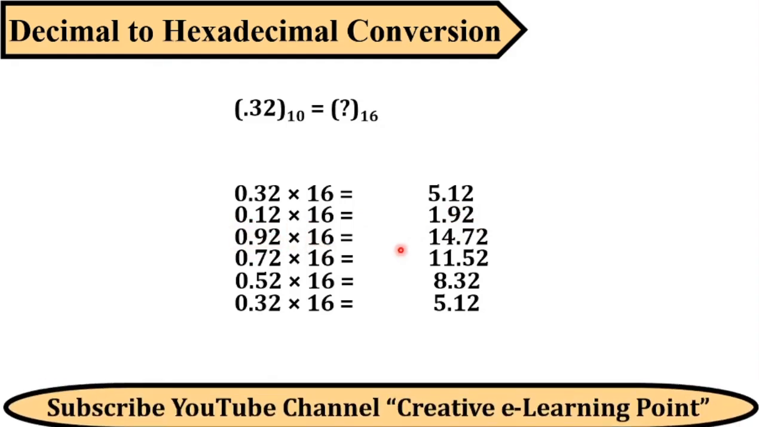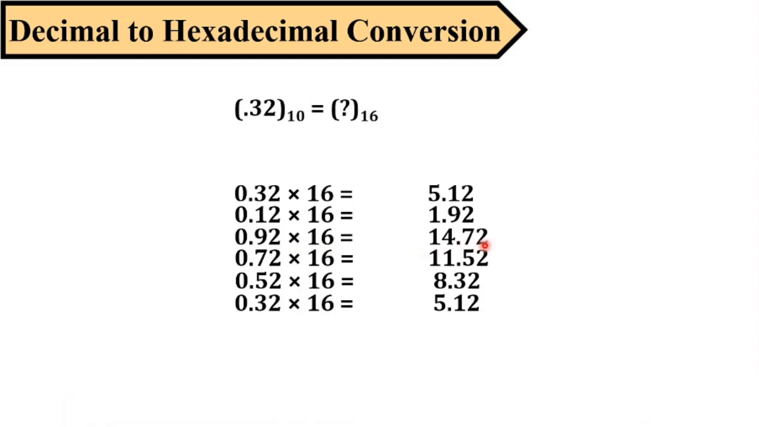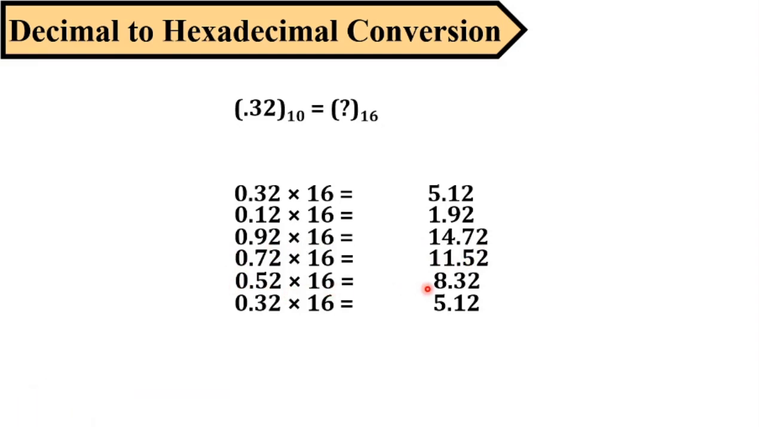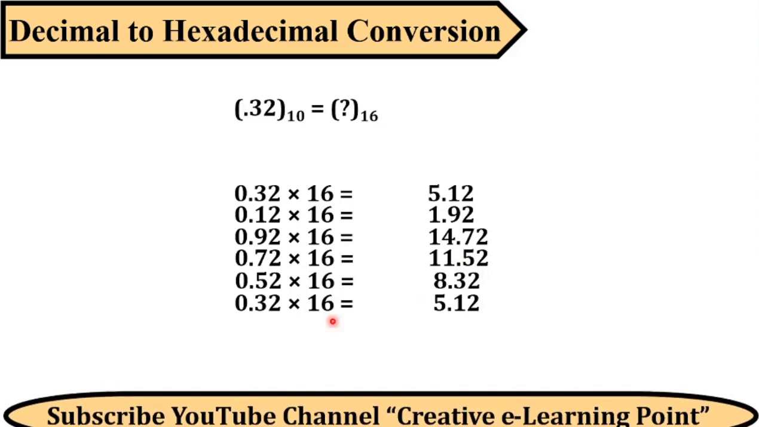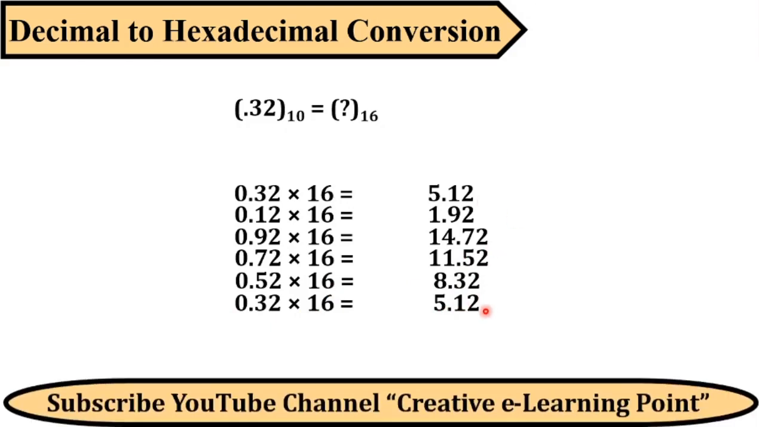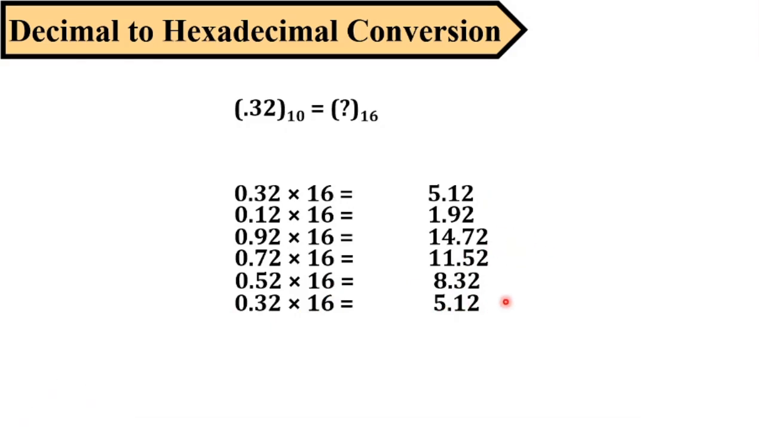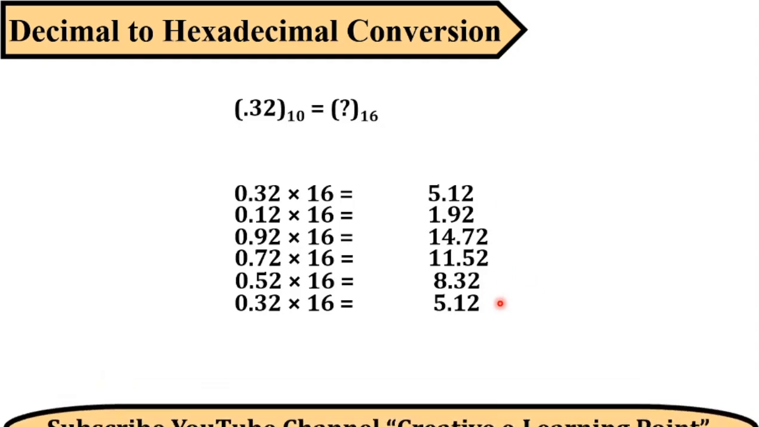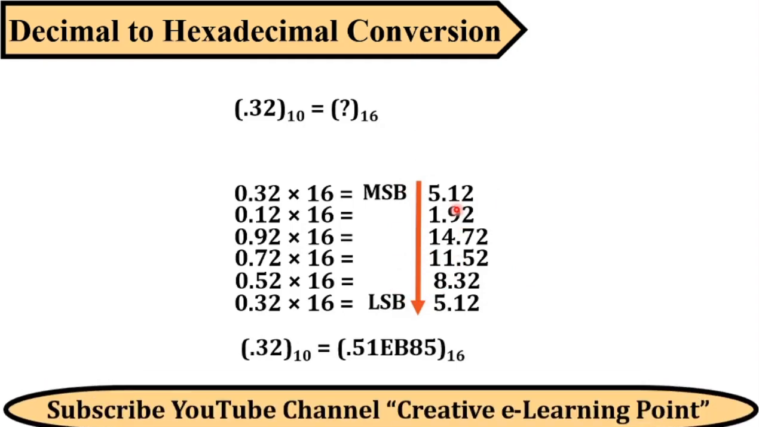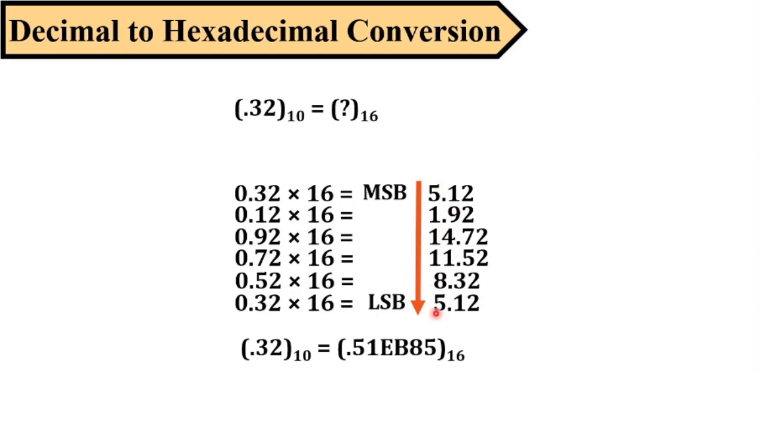0.92 into 16, 14.72. Again we take the fraction part, we get 11.52. 0.52 into 16, 8.32. We take the fraction part, 0.32 into 16 is equal to 5.12. As we get the same number, we terminate the process of multiplication. So the final answer is collected from upward to downward. And what are we going to collect? We are going to collect only these integers.